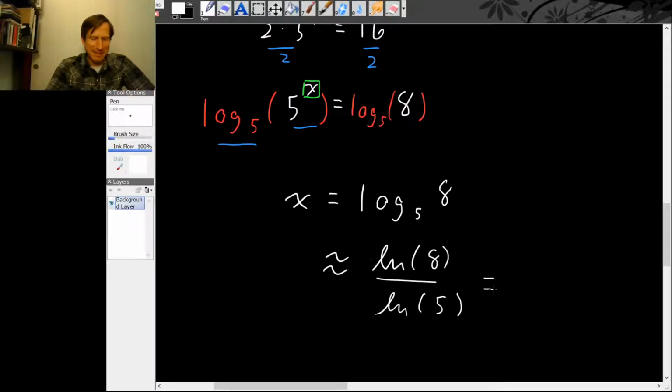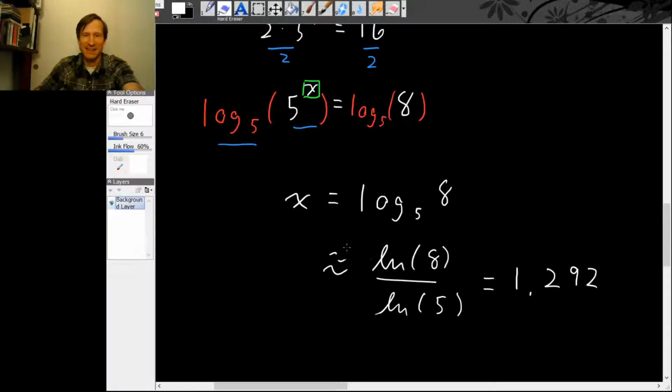And then finally, we can punch this all into a calculator. So let's see, natural log of 8 divided by natural log of 5. I get about 1.292. And here I should have, this is actually exactly equal, and this one is only approximate.